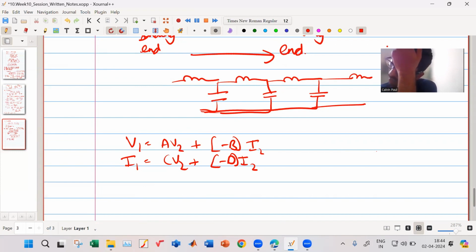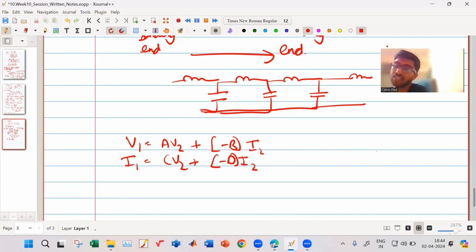So what is the dimension of A, B, C and D? A will be dimensionless. B will be ohms. C will be Siemens, the inverse of ohm. D will again be dimensionless. So these are certain parameters you can get for a transmission line.